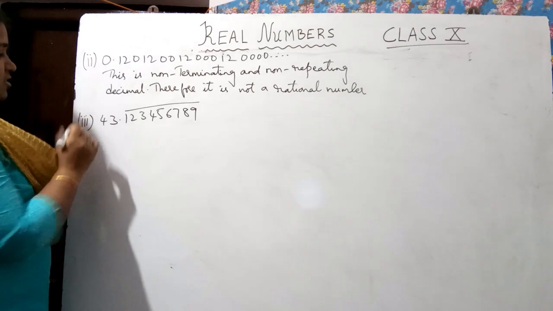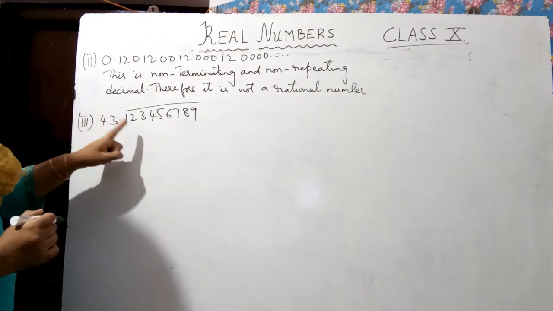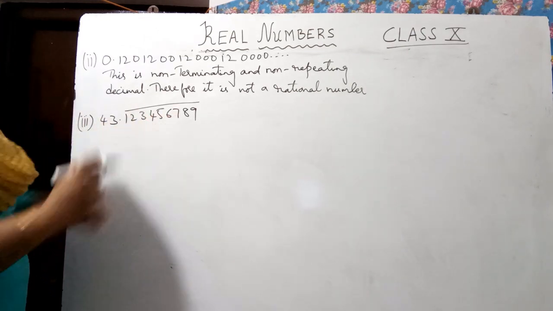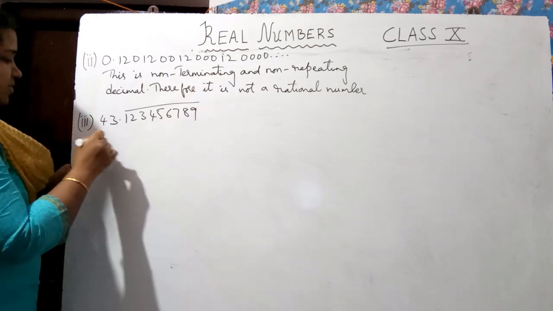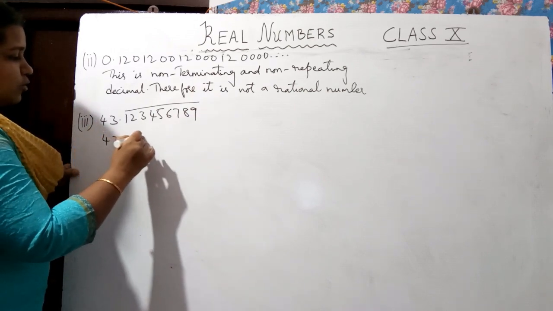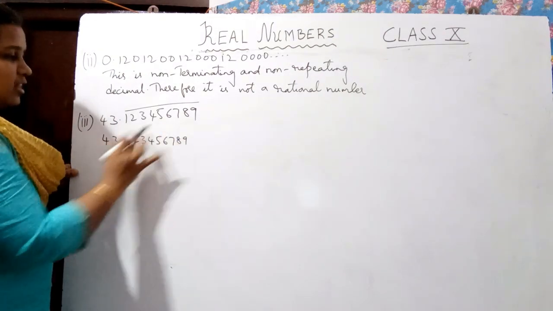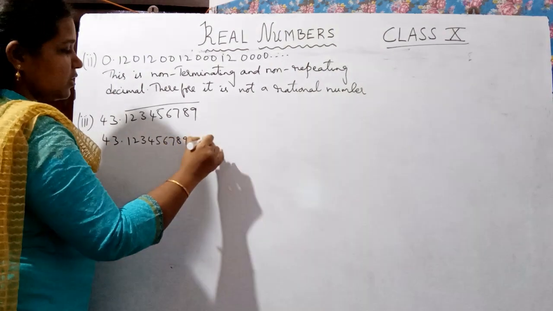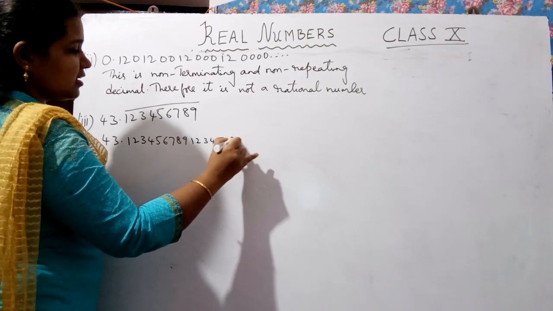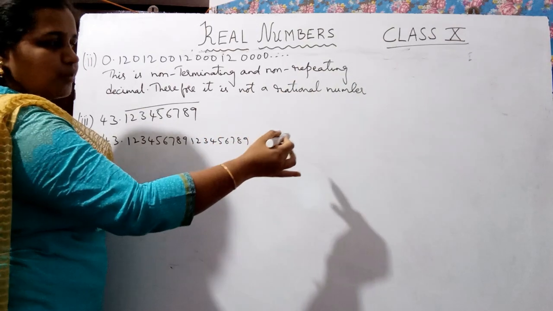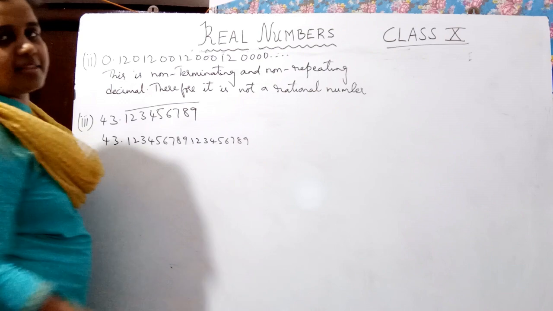Now next, see the third bit. 43.123456789 with a bar, which means what? This is 43.123456789, and again the 1 2 3 will continue: 1 2 3 4 5 6 7 8 9, again 1 2 3 up to 9. It will continue like that.